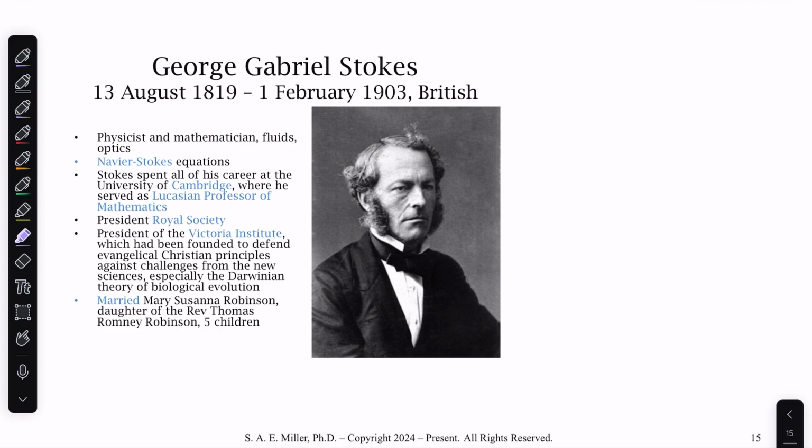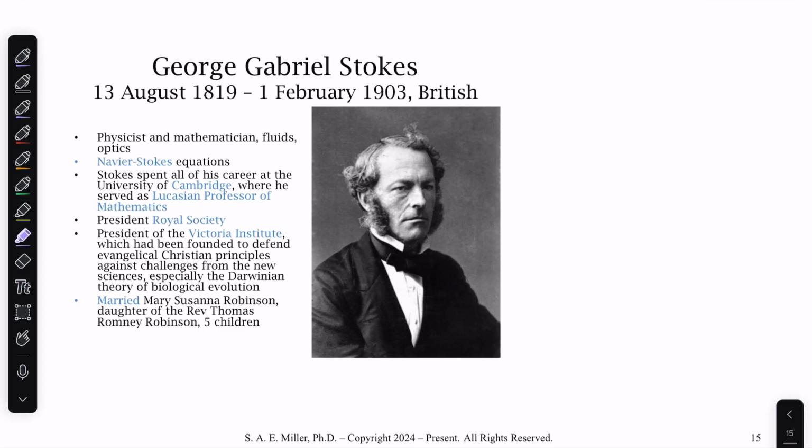The other person the equations were named after was George Gabriel Stokes. He was a physicist and mathematician in fluids and optics. He was a prolific mathematician. And there are many interesting stories about him, his family, and his life. He spent almost all his career at the University of Cambridge, and he became the Lucasian Professor of Mathematics. He held the Lucasian chair just like many other famous people have, like Isaac Newton, George Biddell Airy, Sir James Lighthill, and other notable figures.